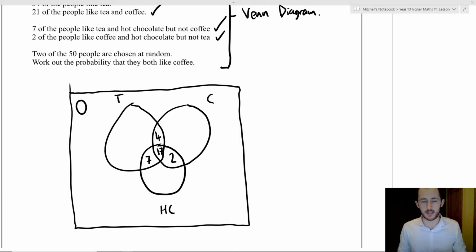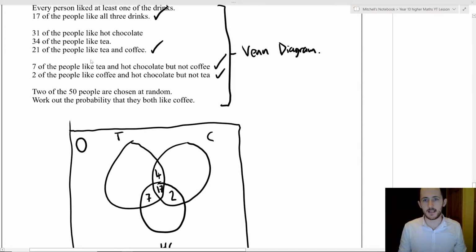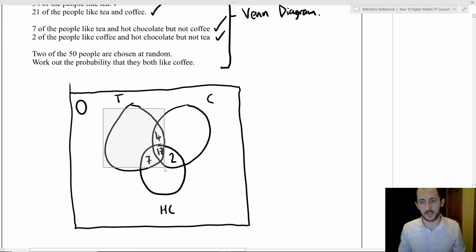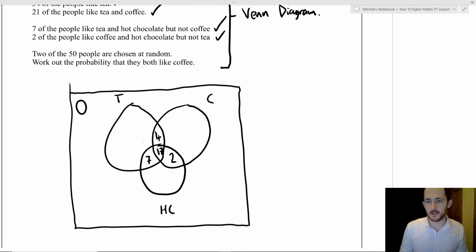Good, I'm glad that that was okay so far. The next thing we realise is, let's look at the number of people that like tea. So 34 in total, right? So everyone in this circle here should add up to 31. Okay? So the number in here is going to be 31 minus 4 minus 17 minus 7. Okay? So 7, 17, that's 24, 28. So that's going to be 3.